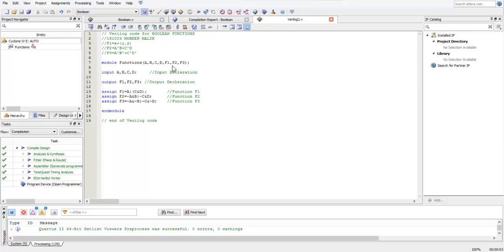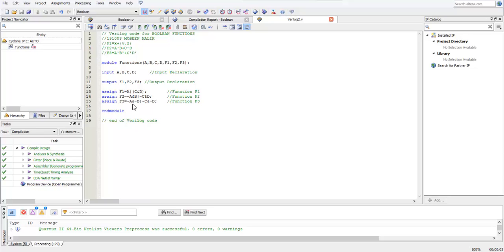Each output will define a specific function. Now F1 is the first function, which is right here. X is basically A, Y is C, and Z is D. Now the first function says A or C and D. The second function is the NOT of A and B or the NOT of C and D.